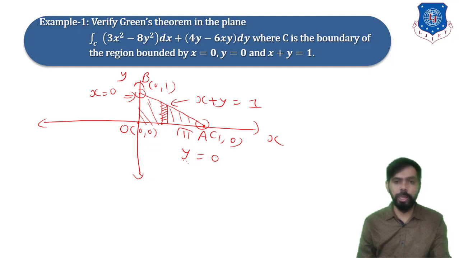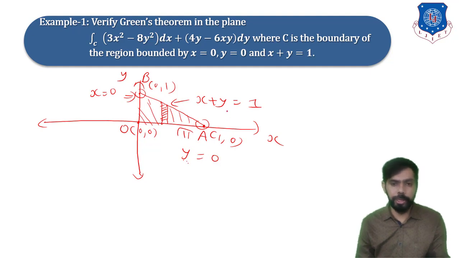Okay, so here now to find the limit of y, we will have to look at this vertical strip. So here the lower part of the strip intersects at the y equal to 0 line. Okay, and the upper part of the strip intersects at the line x plus y is equal to 1. So as here we are finding the limit of y, therefore y is equal to 1 minus x, therefore the limit of y will be from 0 to 1 minus x.